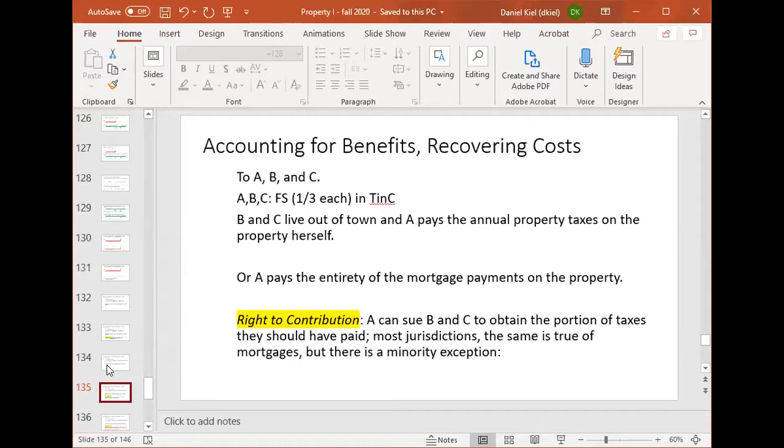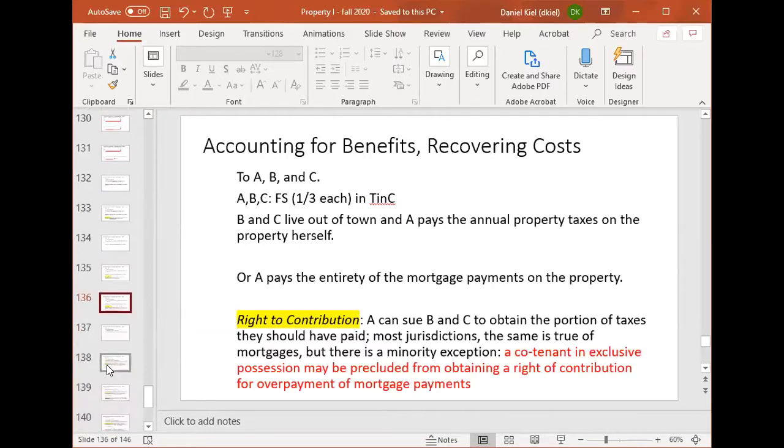Okay. But you can see in the text there is a small exception in some jurisdictions. In a minority of jurisdictions, there's an exception that says a co-tenant in exclusive possession may be precluded from obtaining a right of contribution for overpayment of mortgage payments, not tax, but mortgage payments. Okay.